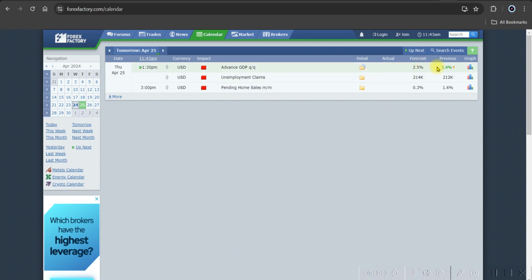Then, like we have on the other websites or live finance website that we will check, you have a previous, you have a forecast, and then you have an actual. So the previous is for the previous week, it was 3.4%. It's forecasted that it's going to drop down to 2.5%. So wait until the release to know the actual number to expect.